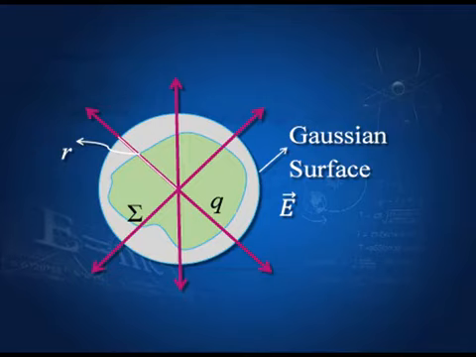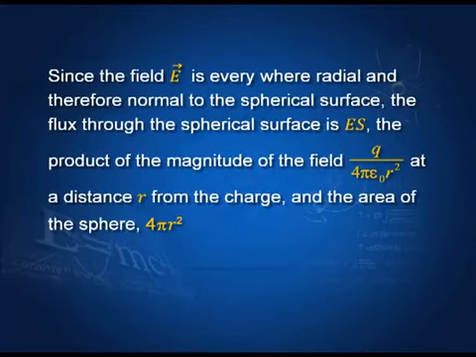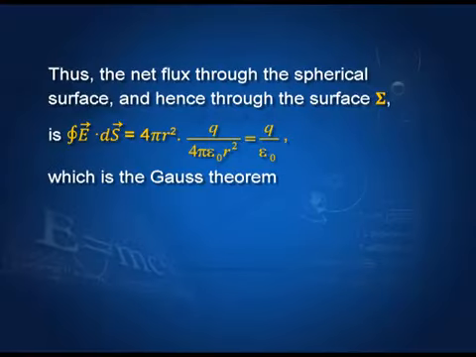The electric field is normal to this Gaussian surface. Therefore, the flux according to Gauss theorem is E into 4 pi r squared, and that E is 1 by 4 pi epsilon 0 by r squared times q, area is 4 pi r squared. So, therefore, the flux is 4 pi r squared into E, and that is equal to q by epsilon 0, which is the statement of the Gauss theorem, that the flux through a closed surface is equal to the charge inside this surface divided by epsilon 0.